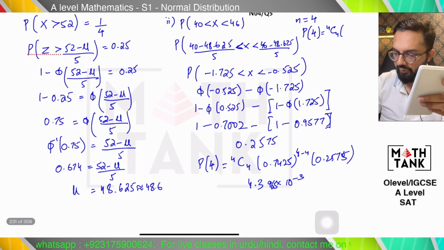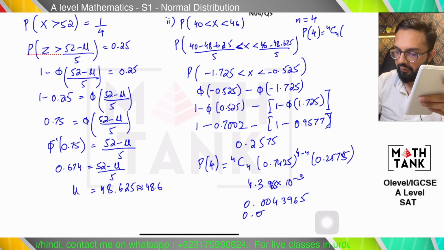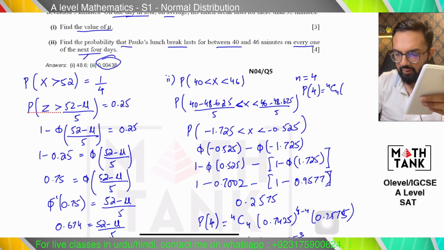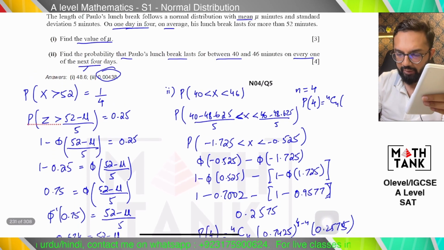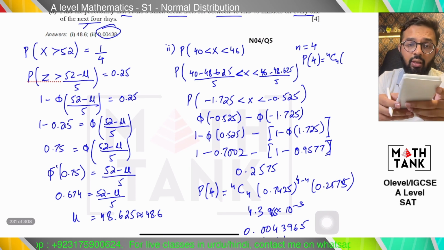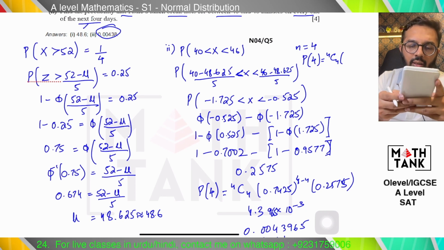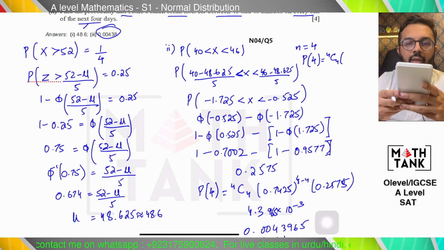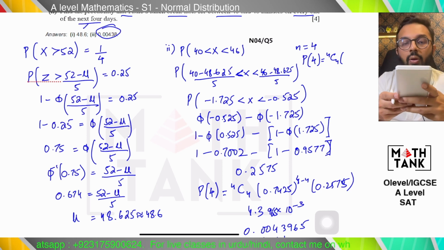So that's rounded off to 0.0043965 to three significant figures. That would be 440. I will have to check why my answer is radically different. Maybe they've used a value for mu which is 48.6. Let me just verify that for you as well, so that we have the absolute correct answer. If I have a better answer, then that is what you should follow.